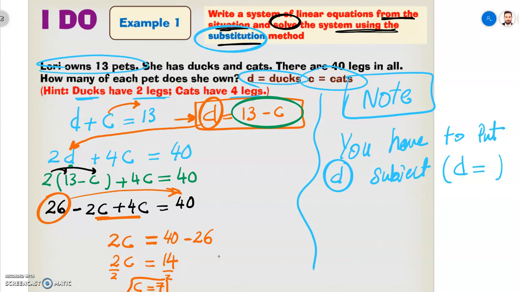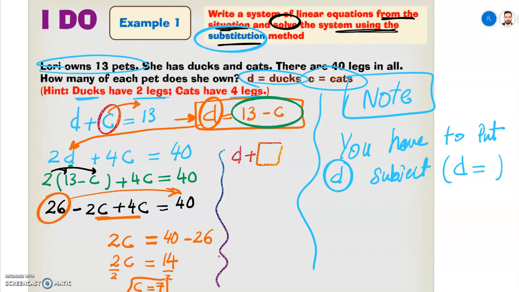7. Okay, guys, after understanding and reaching this situation, which is C is equal to 7, what do I have in the second part? I have to get the number of ducks. Mister, if the number of cats is 7, look, I'm writing it here.